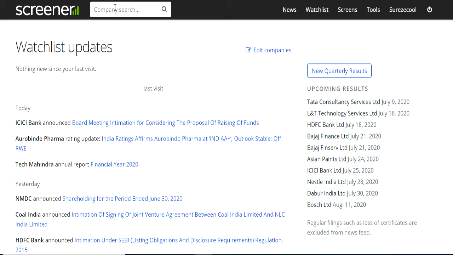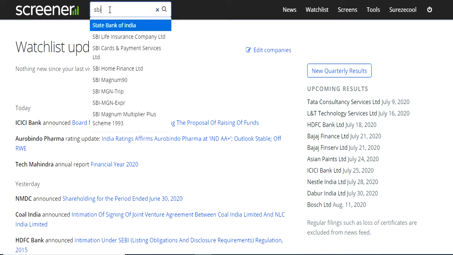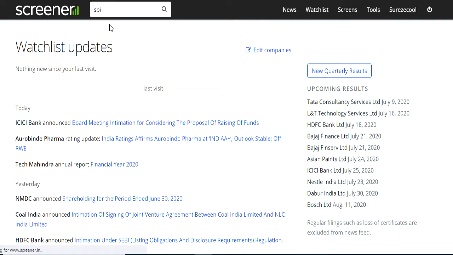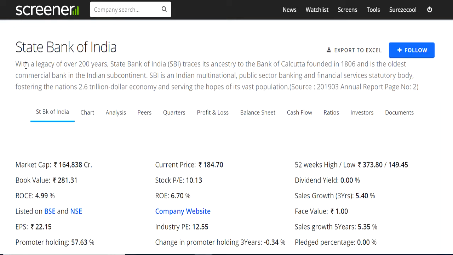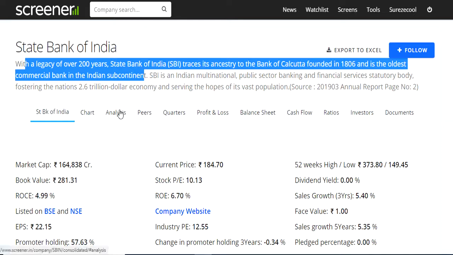Now let's go to the first website, that is screener.in. So now I'll check for State Bank of India. You can type any company here in the search box. Once you open it, you can see the description of the company, what that company does, and here you can see charts, analysis and peers. So many tabs you can see here.